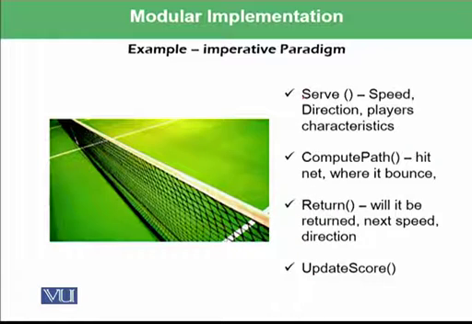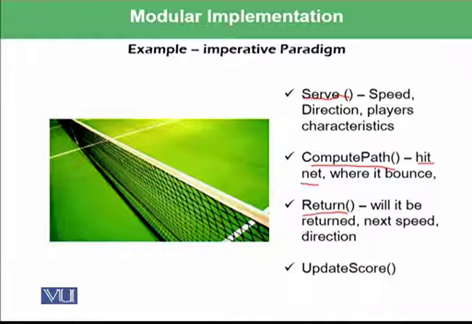One is called serve. This serve module has speed, direction, and player characteristics, and based on all of these things, the serve module will serve the ball to the court of player 2. Then there is another module known as compute path. This compute path will get the information from serve, like direction, player characteristics, and speed, and it will see whether the ball should hit the net or go onto the other side of the net, and where it should bounce, etc. Then there is another module known as return.